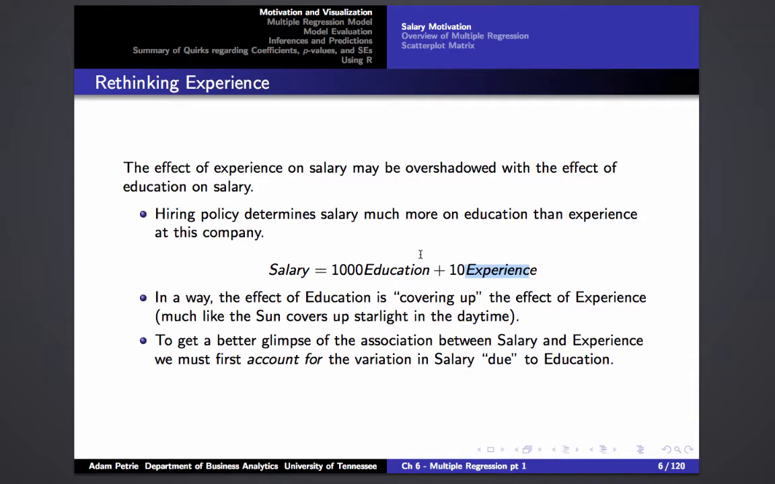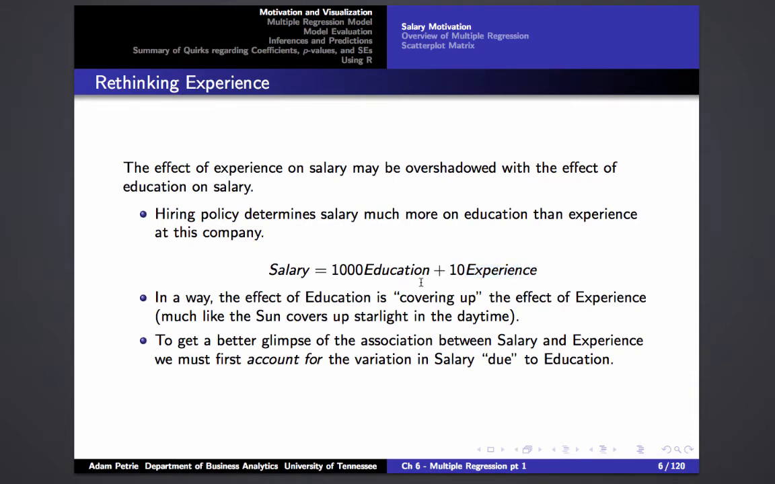Let's run a simulation to actually see why our simple linear regression might conclude otherwise, that there's no significant relationship between salary and experience. What we see in this equation is that the effect of education looks to be a lot bigger than the effect of experience. An additional year of education essentially buys you an additional $1,000 of salary, whereas an additional year of experience only buys you an additional $10 in salary. So most of the variation in salary is really due to differences in education between employees. Only a small variation in salary is really due to differences in experience.